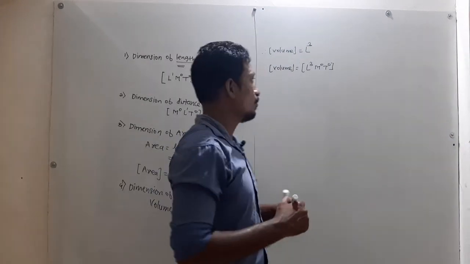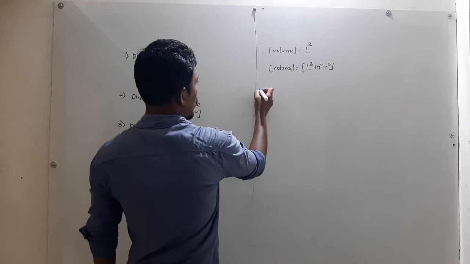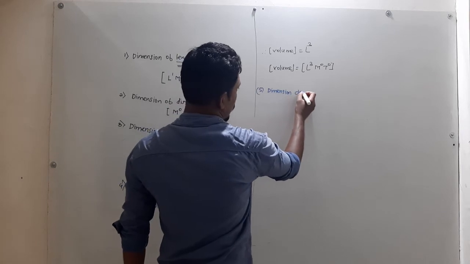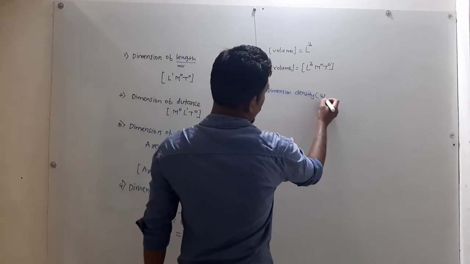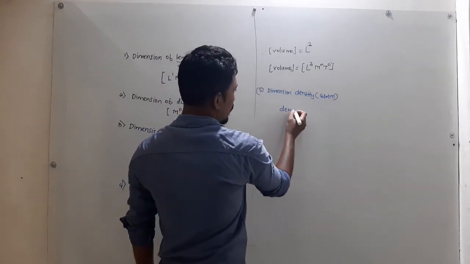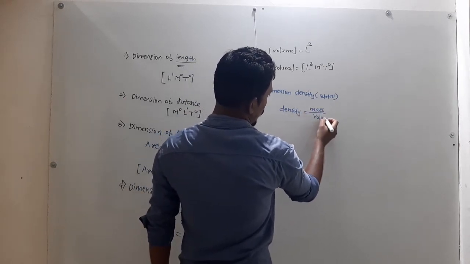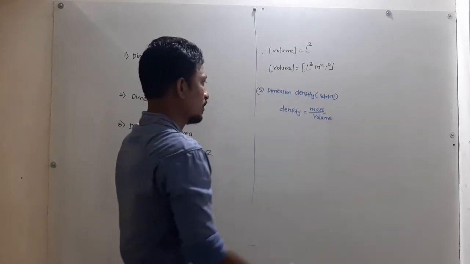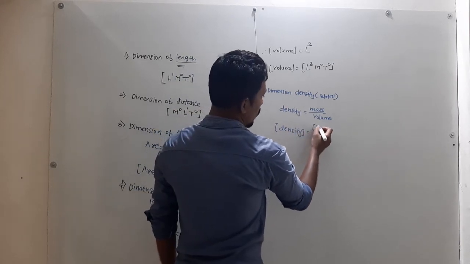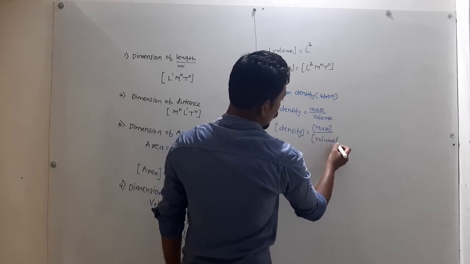Next, dimension of density. Density means what? What is the formula for density? That is mass upon volume. That is, dimension of density is equal to dimension of mass divided by dimension of volume.